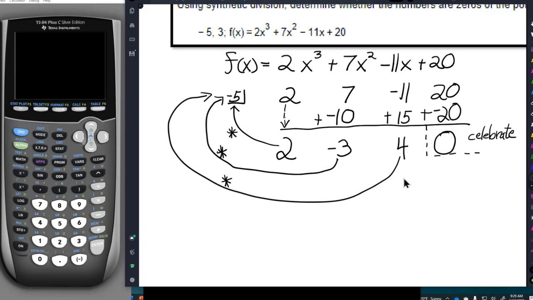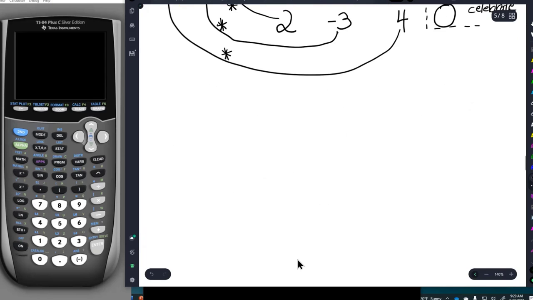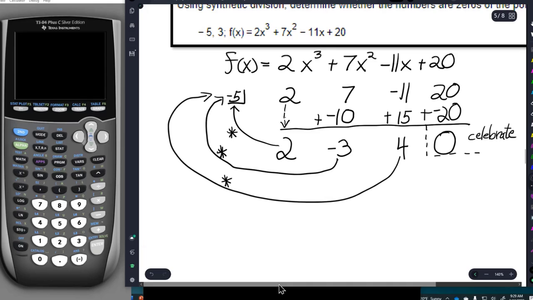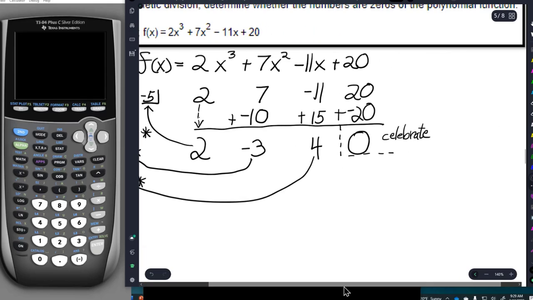Because we now have two bits of information that we need about f of x. We know that negative 5 is a 0 of f of x, and that negative 5 comma 0 in parentheses is an x-intercept.